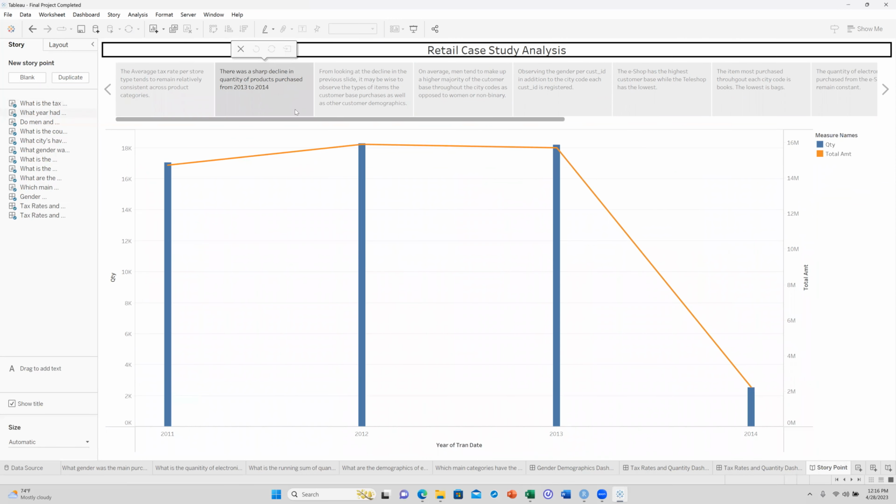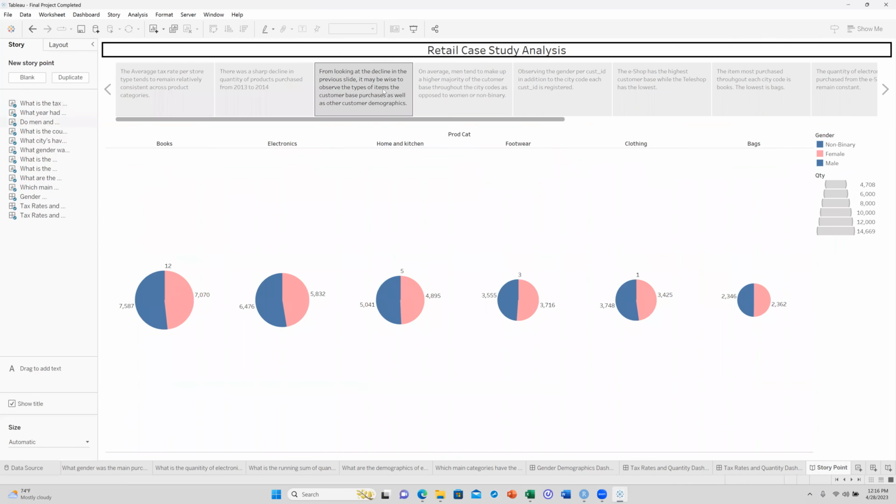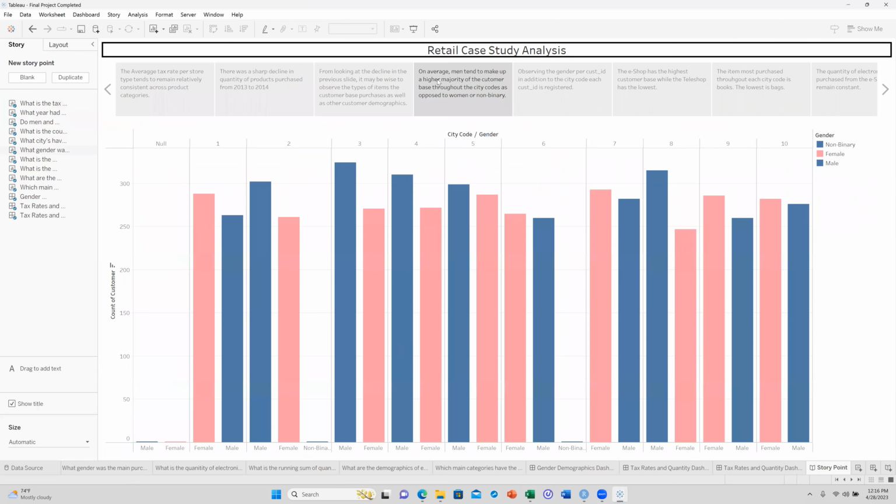There was a sharp decline in quantity of products purchased from 2013 to 2014. From looking at the decline in the previous slide, it may be wise to observe the types of items the customer base purchases, as well as other customer demographics. On average, men tend to make up a higher majority of the customer base throughout the city's codes, as opposed to women or non-binary. This being said, we can now use marketing advertisements to target women and non-binary customers.